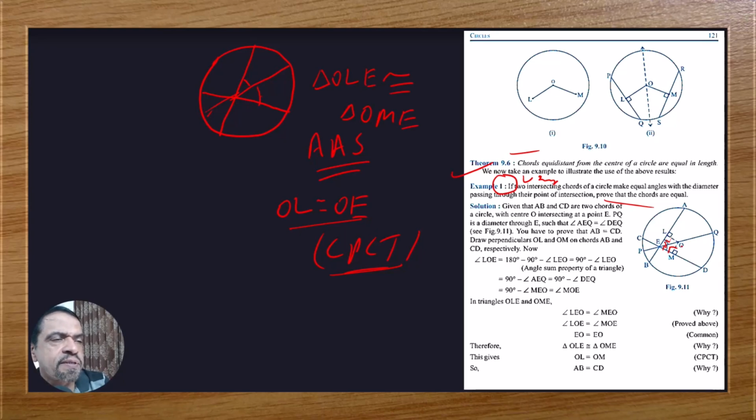Equidistant chords are equal in length. These are equidistant because the distances OL and OM are the distances of the chords from the center. These distances are equal, so therefore the chords are equal. AB equals CD. We'll mention in brackets that the chords are equidistant from the center, therefore the chords are equal.